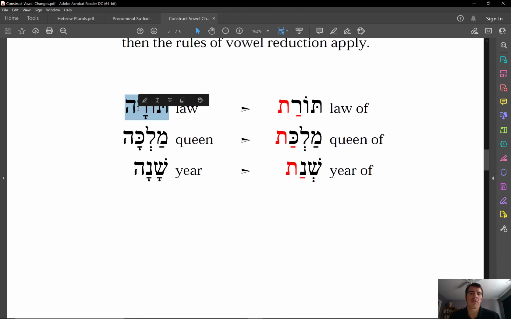So again, with the feminine nouns that end in kamatse, Torah becomes Torat. Remember, the hey turns to the tav. Malka is the word for queen. Melech is the word for king. Malka becomes Malkat. So if you want to say Queen of Israel, which is a bit of a provocative title, you would say Malkat Yisrael. But if you wanted to say King of Israel, you'd say Melech Yisrael.